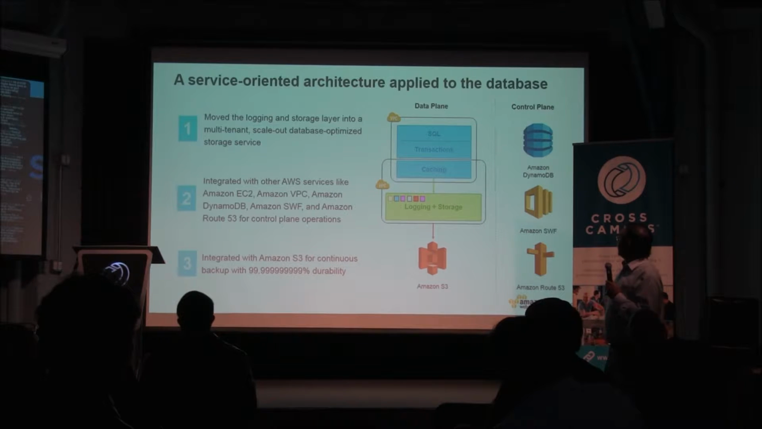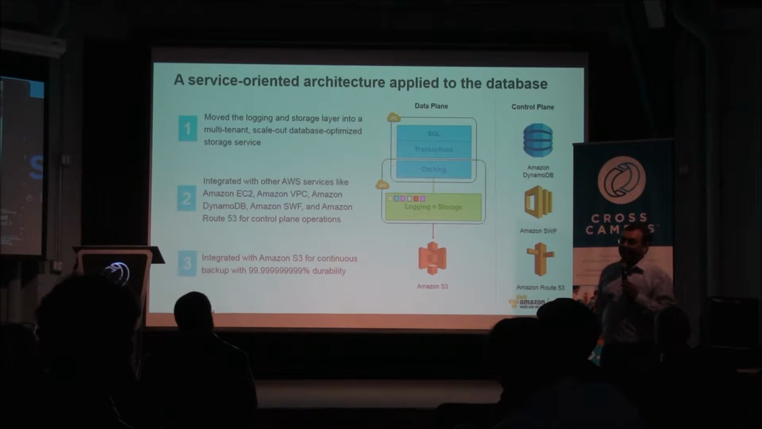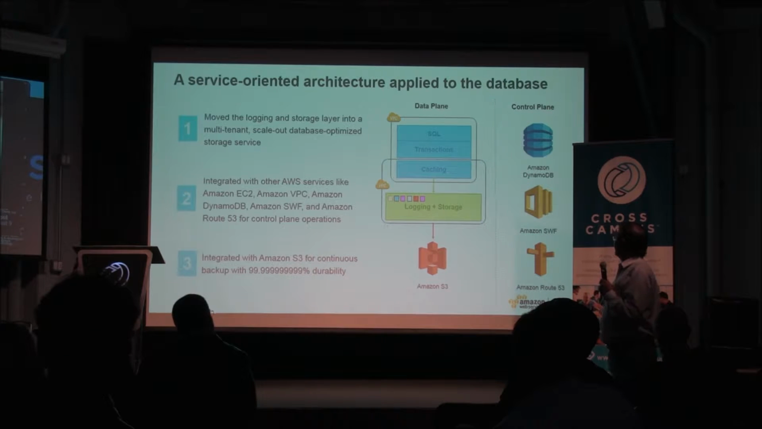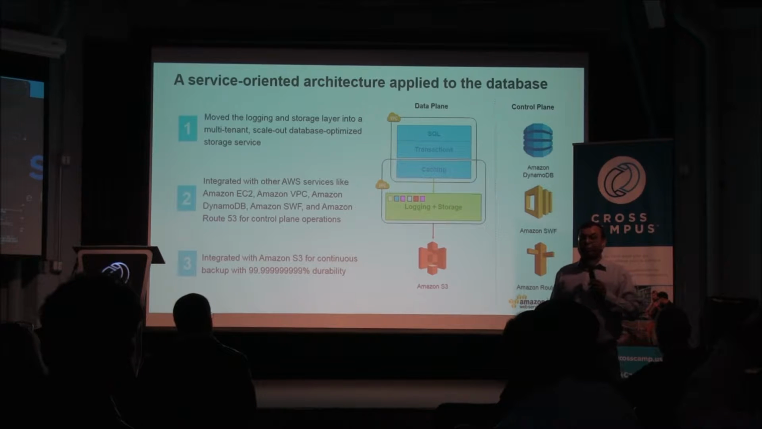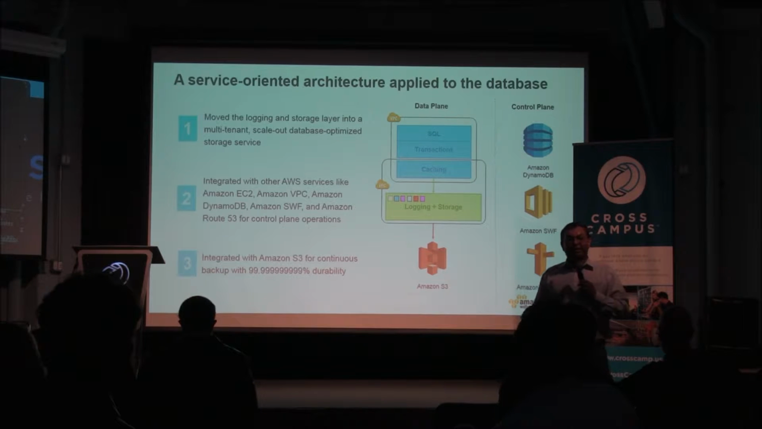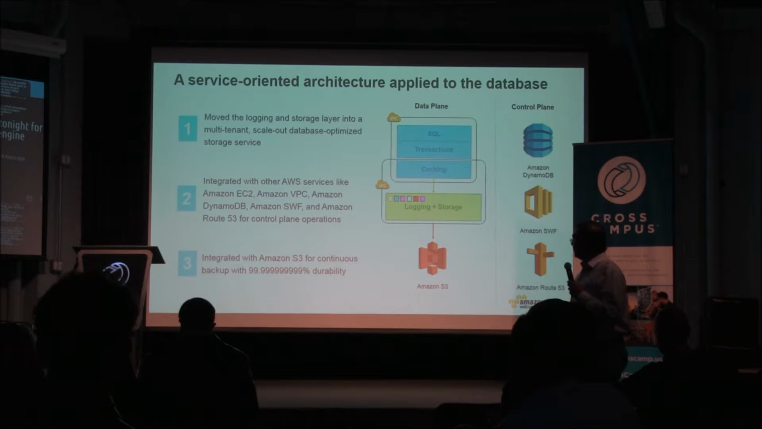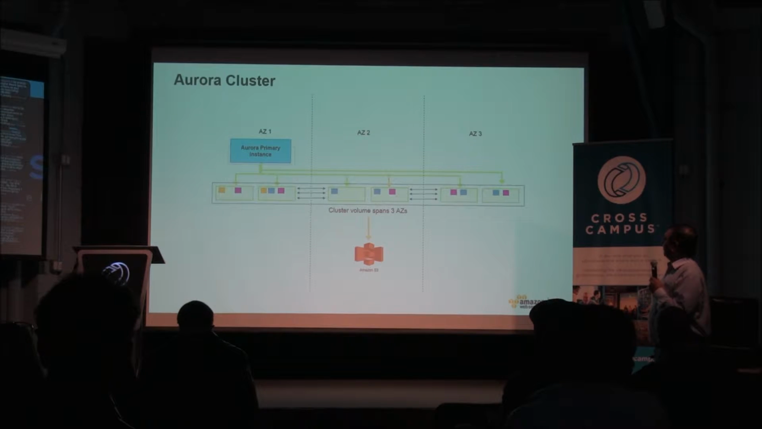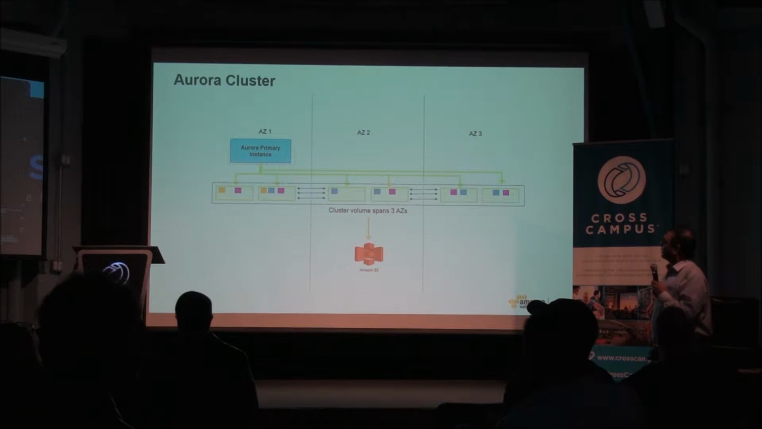In this particular case, we plan to do the same thing for other layers of the stack, by the way. We want to have a distributed caching layer. We want to have a microservice which will do, for example, query optimization, right? But what we have done so far is combine the logging and storage and create a storage architecture which is optimized for databases and optimized for cloud. Now, what do I mean by that? This is a high-level architecture of the Aurora cluster.